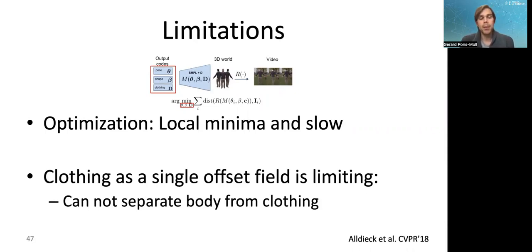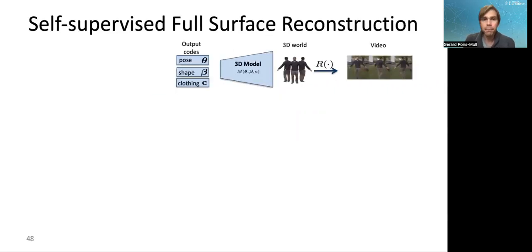And perhaps the biggest limitation is that clothing as a single offset is limiting because you cannot separate the body from the clothing. So you can, for example, not retarget clothing from one body to another, right? That's some limitation. And the other limitation is that, of course, it might get stuck in local minima. So there's no real learning here other than just detecting the key points of the body in 2D in the images, right? And segmenting the human body from images.